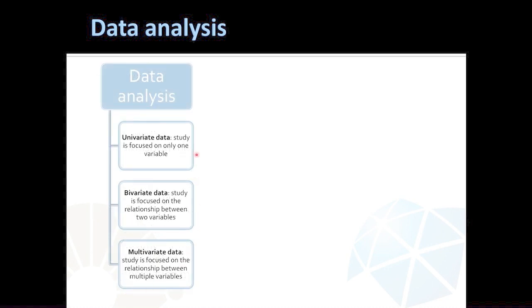In data analysis, the tools and methods to analyze the data are usually divided according to the number of variables under analysis. When we refer to univariate data, the study is focused on only one variable. For example, here we have the height of people in a particular population.